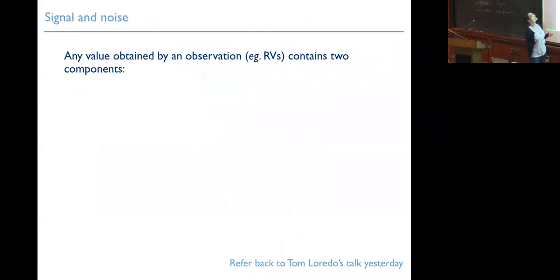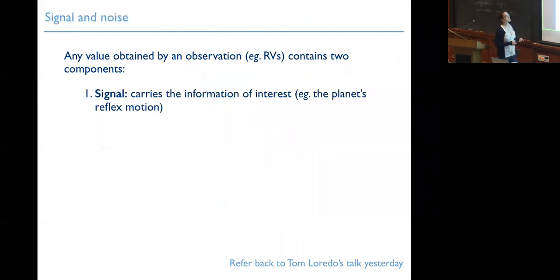And so this brings me to signal and noise. This is very basic, but again, it took me a long time to understand this, so I'm passing this on today. Any value obtained by an observation, for example, RV, contains two components. First, you have signal, that carries the information of interest, for example, the planet's reflex motion. This is our interpretation of what is in the observation.